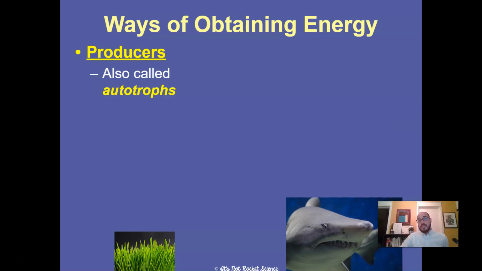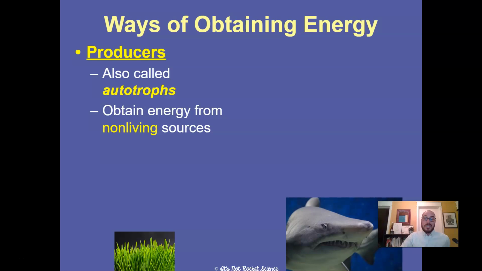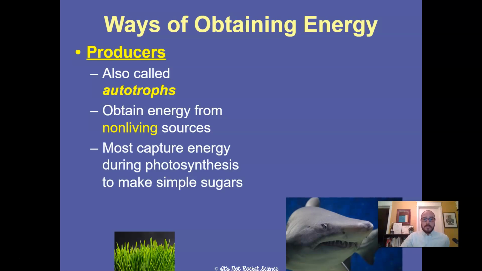There's two different ways. There are producers and there are consumers. So producers are also known as autotrophs. The suffix troph is from a Greek word that means to nourish. So if you are an autotroph, that means you can nourish yourself. So you are a producer because you're producing biomass for other creatures to come and eat, but really you're producing it for yourself. Okay, so you can obtain energy from a non-living source like sunlight.